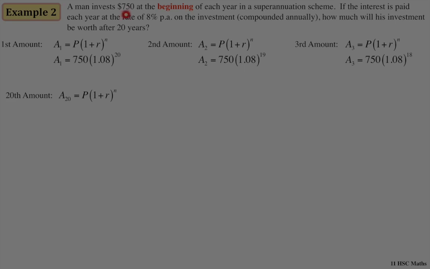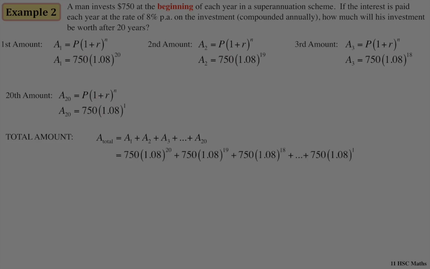So the 20th amount that he puts in will be 750 times 1.08. He's put this in at the beginning of the year, so in that 20th year he'll earn 1 year's worth of interest on it. There's his amount for the 20th year. So the total amount that he has is adding up all of these. So it's this amount plus this amount plus this amount all the way up to the 20th amount.